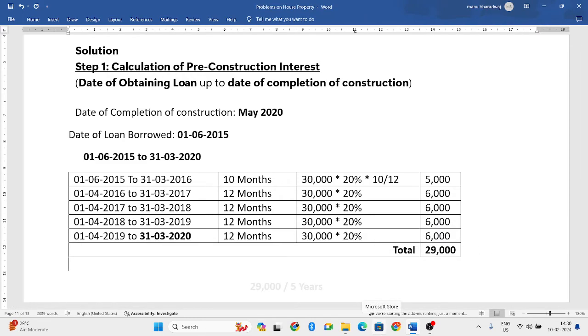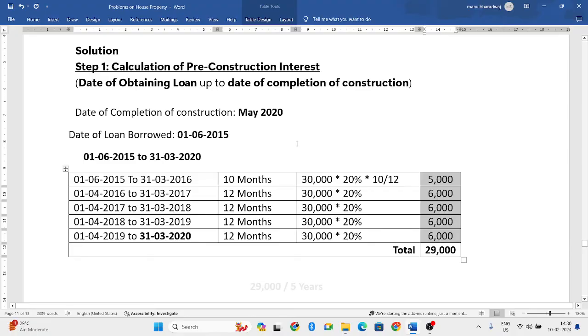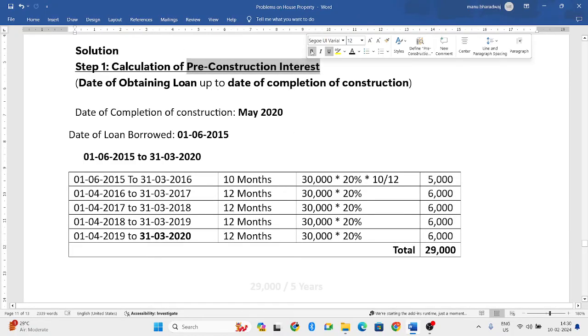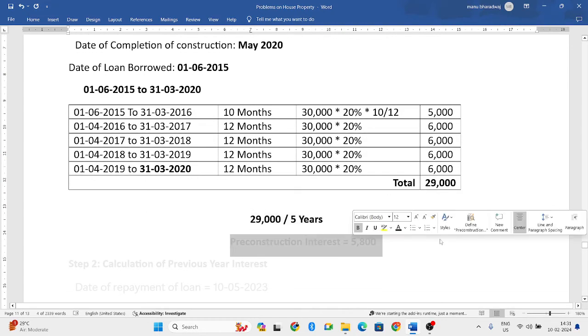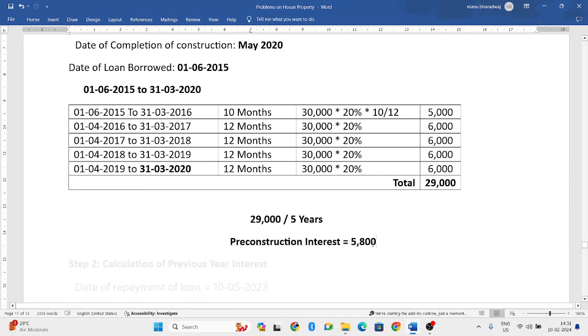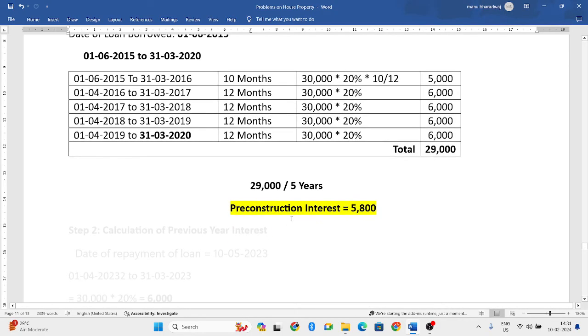It means that before constructing your house, you have paid 29,000 interest. That is why it is called pre-construction interest, the interest paid before construction. This 29,000 will not be allowed as a deduction in only 1 year. The deduction will be given over 5 years. They do not give the full deduction at once in a single year; they divide it over 5 years. When you divide 29,000 by 5 years, we get the pre-construction interest of 5,800. So step 1, pre-construction interest, is completed.